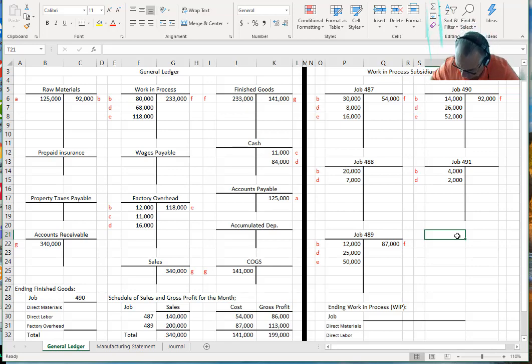Our next transaction says the company incurred the following overhead costs during the month. And so I will record these things and I'll be right back.